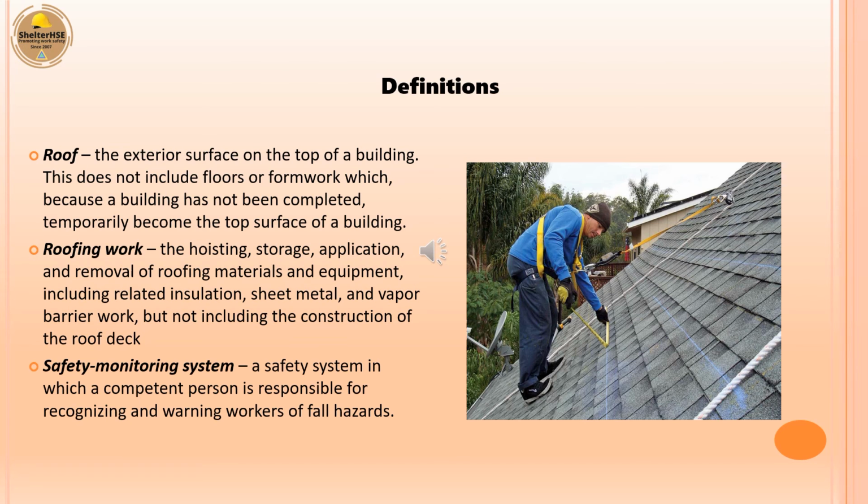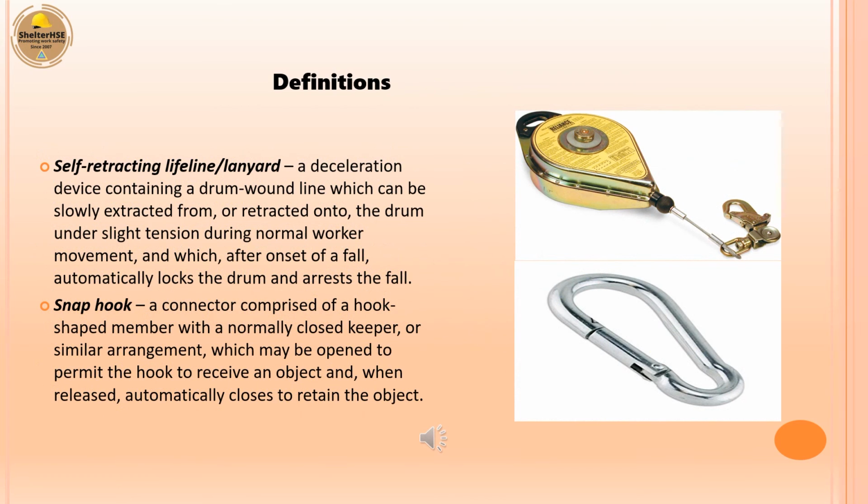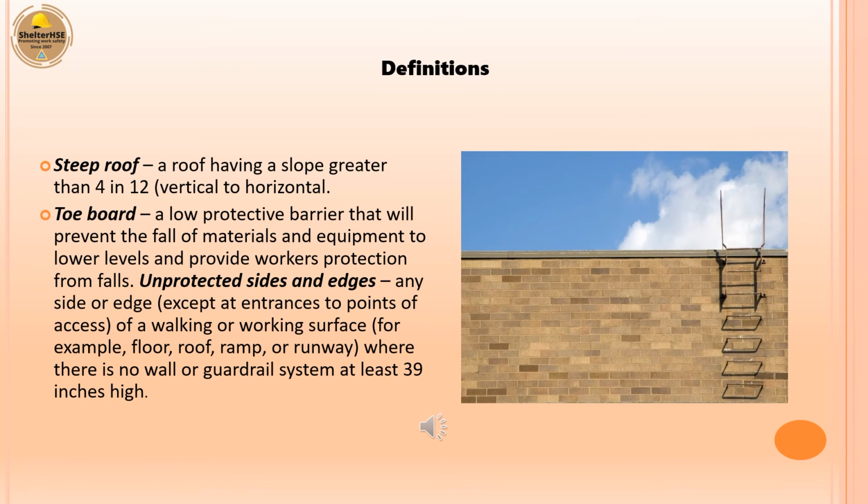Self-retracting lifeline or lanyard: a deceleration device containing a drum-wound line which can be slowly extracted from, or retracted onto, the drum under slight tension during normal worker movement, and which, after the onset of a fall, automatically locks the drum and arrests the fall. Snap hook: a connector comprised of a hook-shaped member with a normally closed keeper, or similar arrangement, which may be opened to permit the hook to receive an object and, when released, automatically closes to retain the object. Steep roof: a roof having a slope greater than 4 in 12, vertical to horizontal.